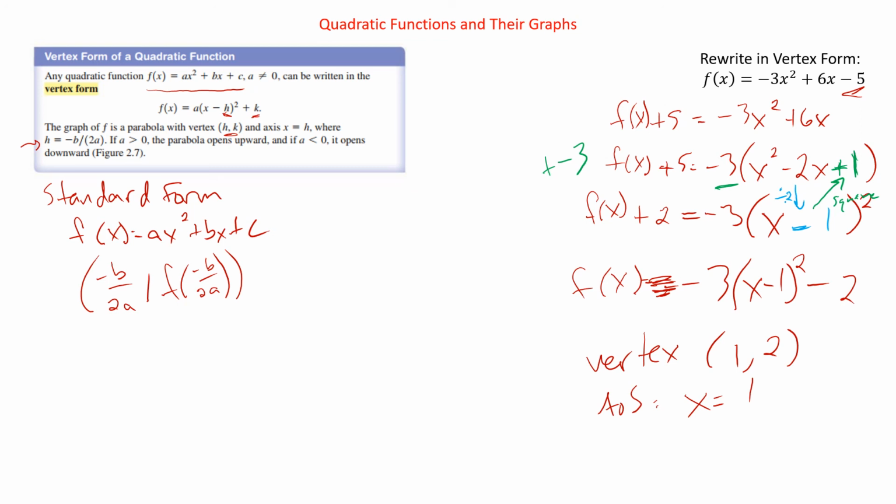Standard form is easier for solving sometimes. Sometimes vertex form is actually pretty easy to solve. Vertex form is usually easier to graph. Standard form is easier to find the zeros sometimes. And so that is the quadratics.